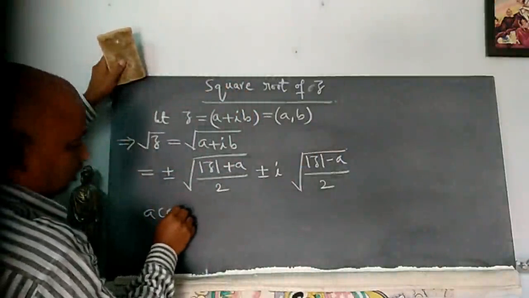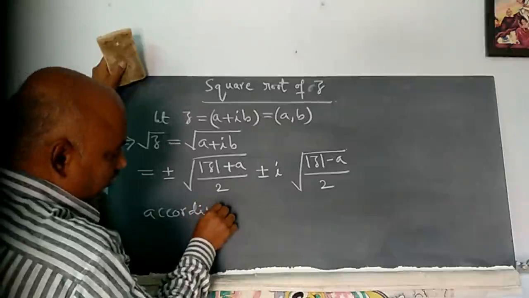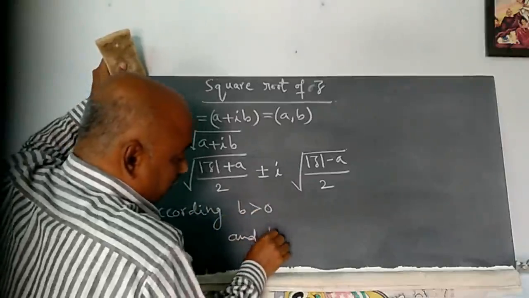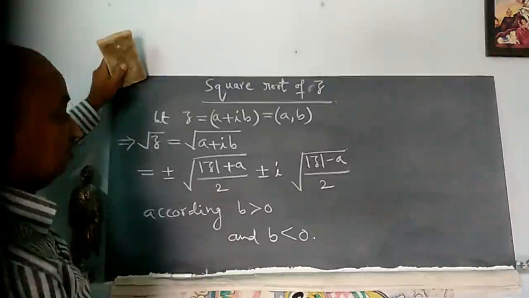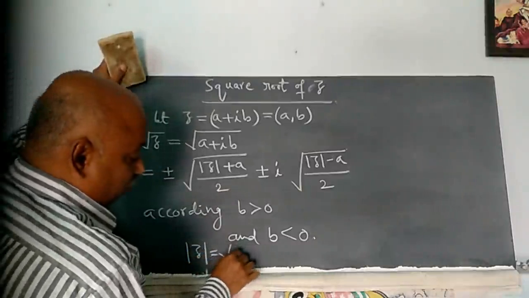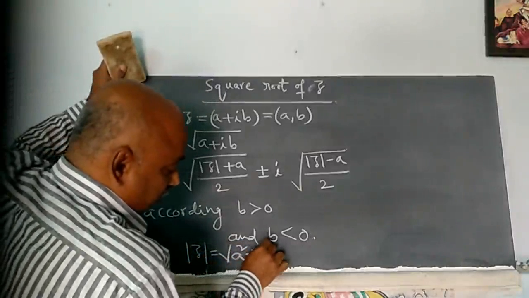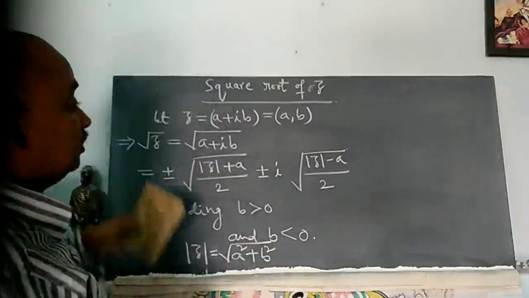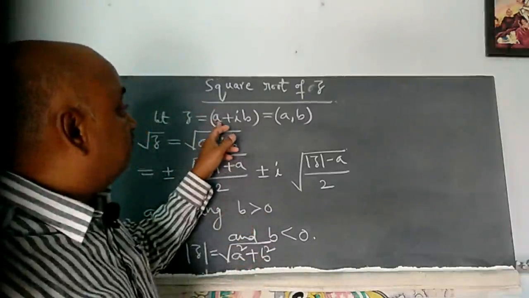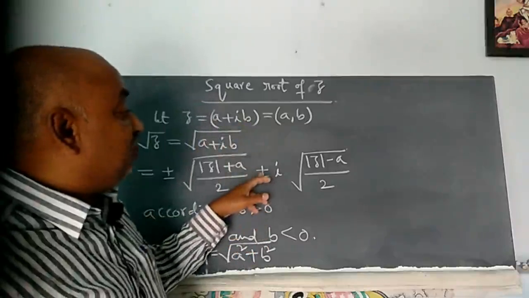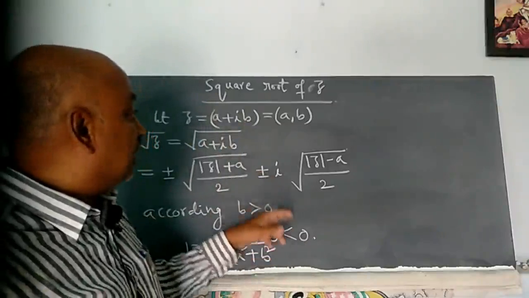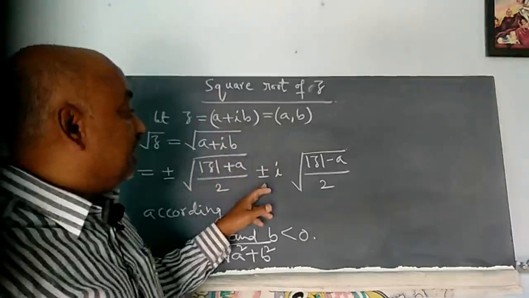According to whether b is greater than 0 or b is less than 0. Here mod z is equal to the square root of a square plus b square. If b is greater than 0 in the expression a plus ib, then we consider the plus sign. If b is less than 0 in the expression a plus ib, then we consider the minus sign.